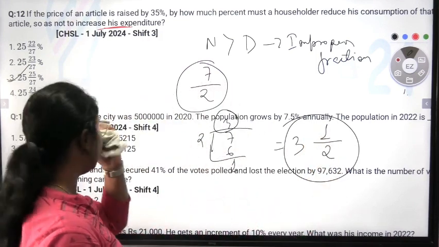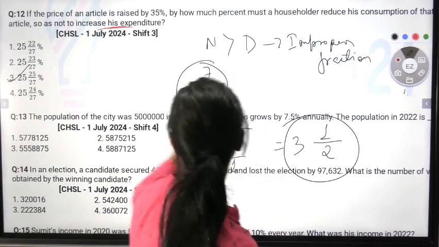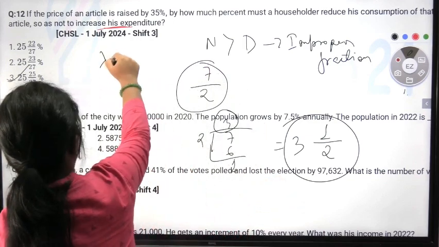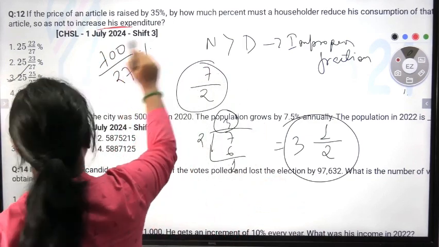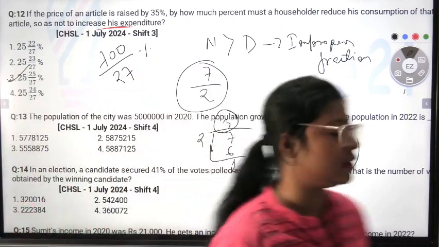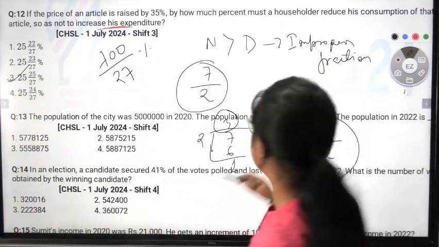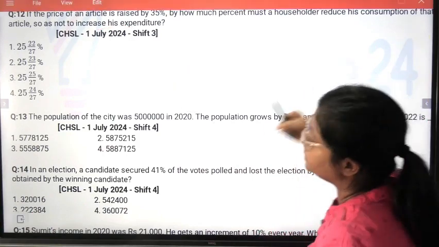Using this way, I have converted 700 by 27% to 25 raised to 25 by 27. Okay, fine. So let's move to the next question.